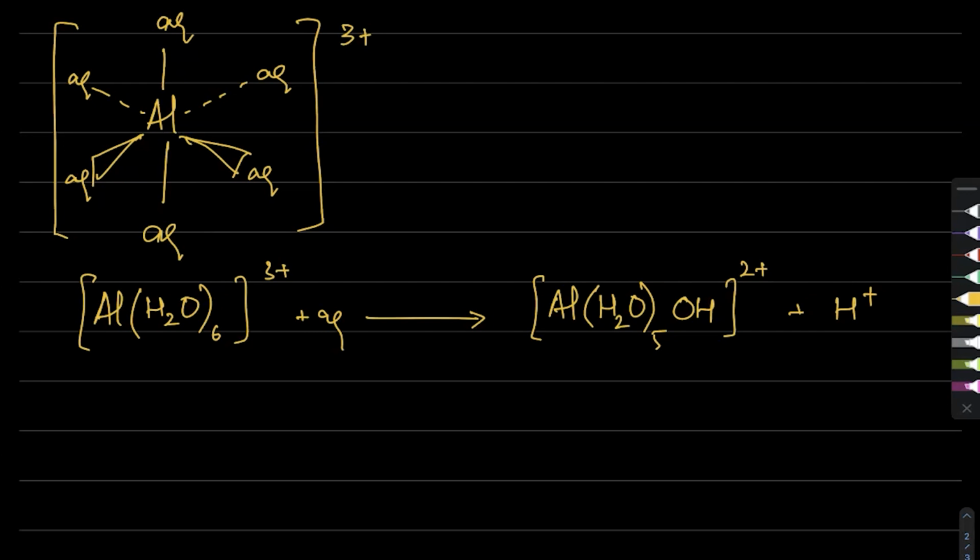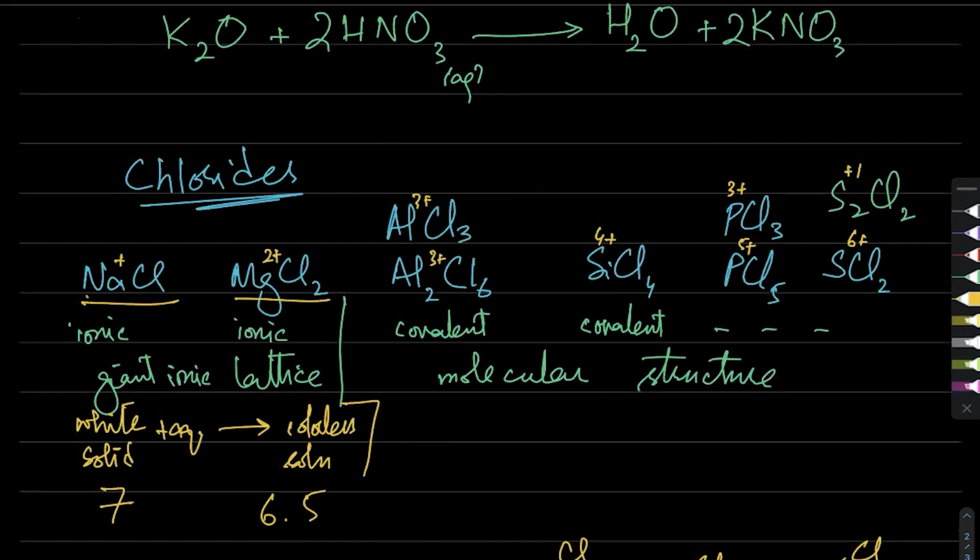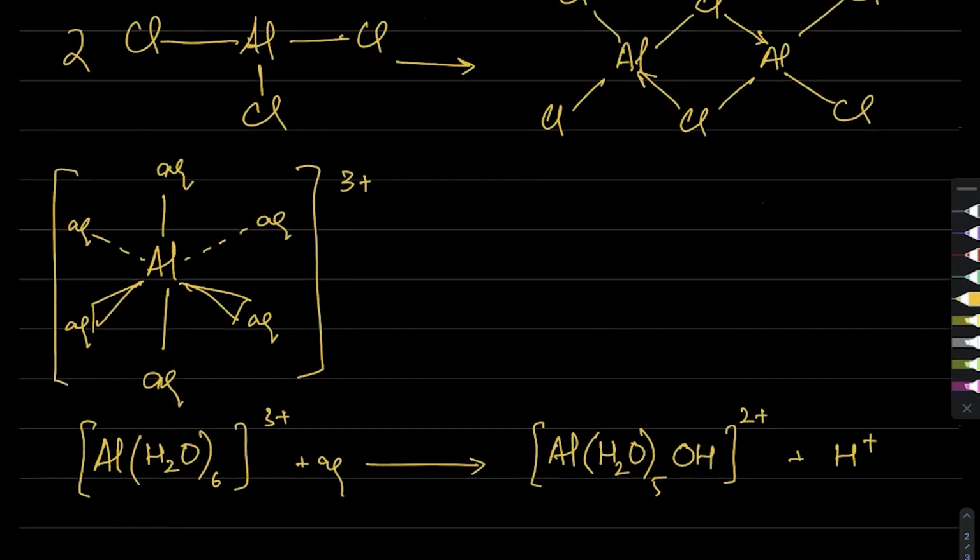But for now, just remember that aluminum, because it has this many free orbitals available, is able to form a complex, and that complex with extra water can break down and give us H positive ions. So that is how we know that aluminum trichloride is acidic. That's the main thing I wanted to share with you: when you put aluminum trichloride in water, the dimer breaks down, forms this aluminum hexahydrate complex, and that complex further ionizes to give us H positive ion, which is why this is acidic.